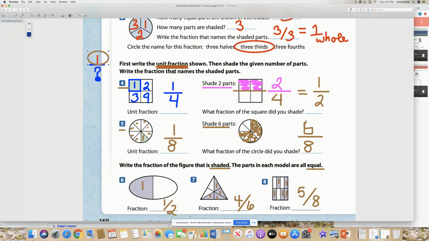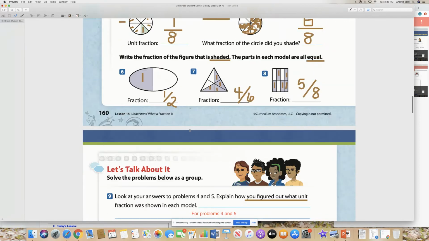So we know that. What we also did was we figured out how many parts there were in the whole, because that is going to be our denominator. This is our parts in the whole. My cursive is not very good on this computer. So the denominator is the parts in the whole.